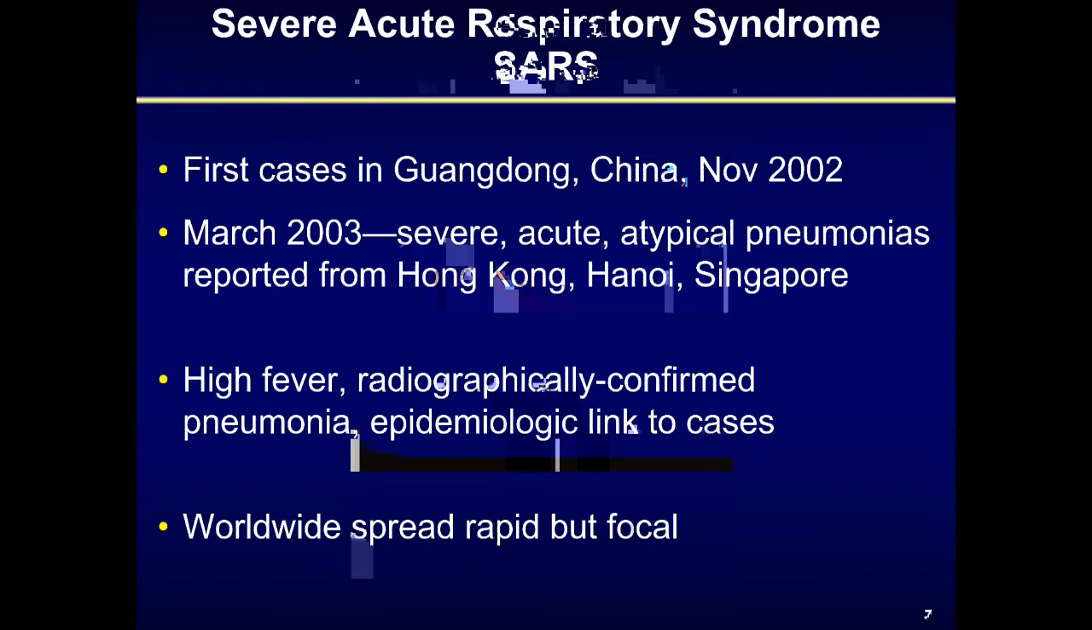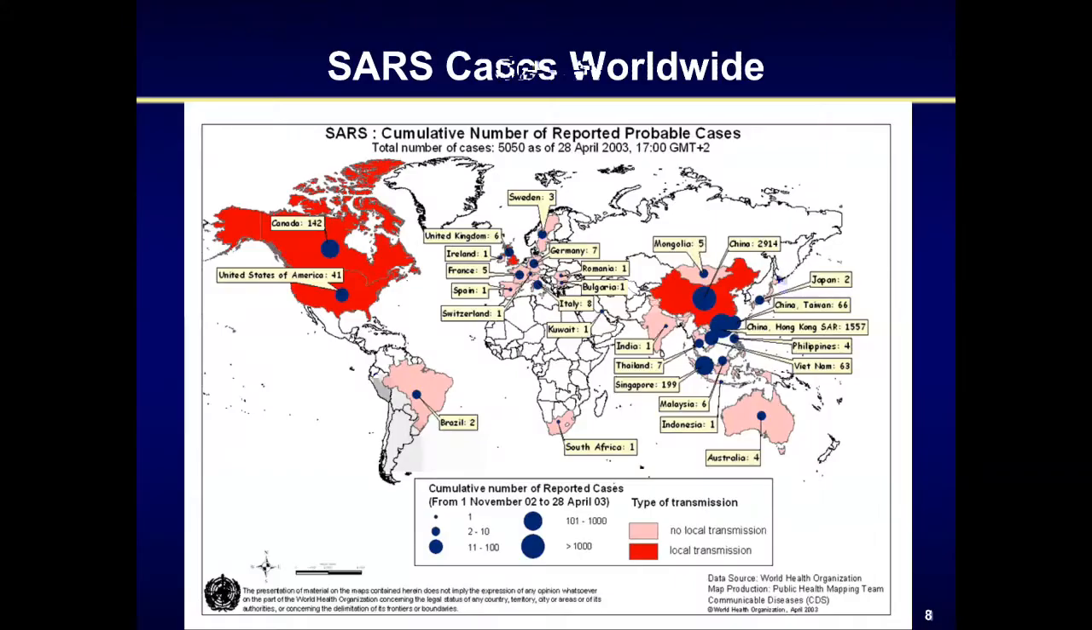And they presented with high fever, a radiographically confirmed pneumonia, and an epidemiologic link to other cases. And worldwide spread was very, very rapid, but was focal. And this map shows the number of cases that were spread around the world. There were over 8,000 probable cases in 29 countries and over 700 deaths. So it had a very high mortality.